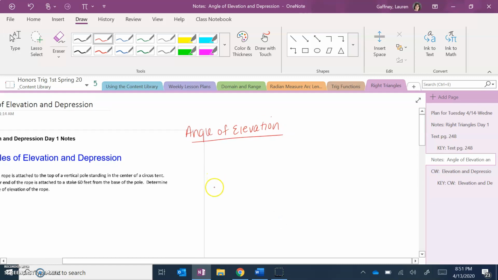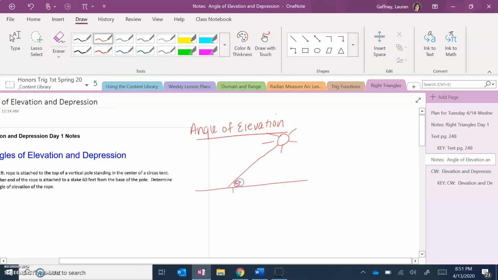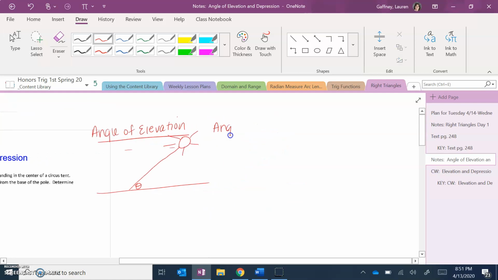Okay, so if we're talking about the angle of elevation, let's say from the ground to the sun, totally just making this up right here. Angle of elevation is going to be this angle right here, from the ground. So angle of elevation goes up. Okay, angle of depression. Actually, let me do a new picture for this.